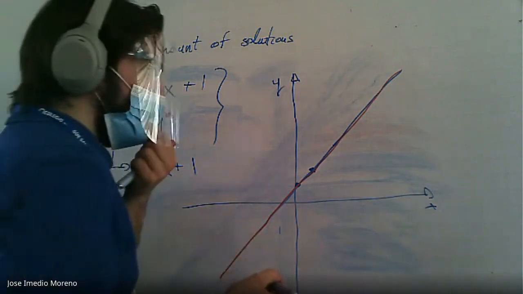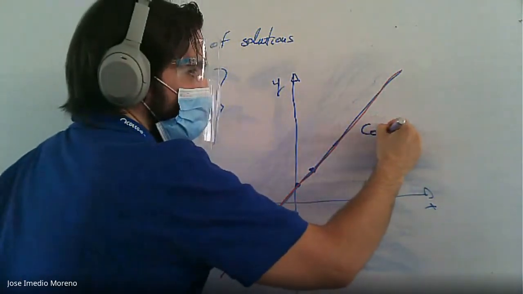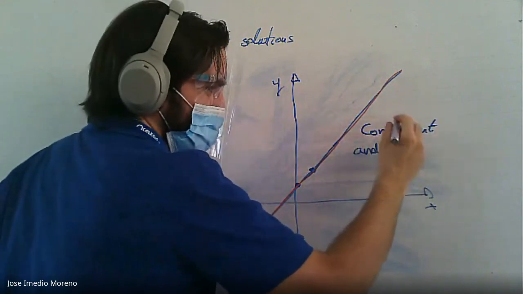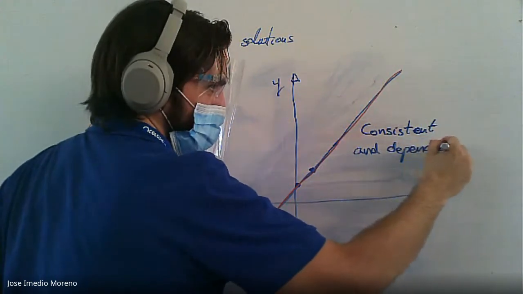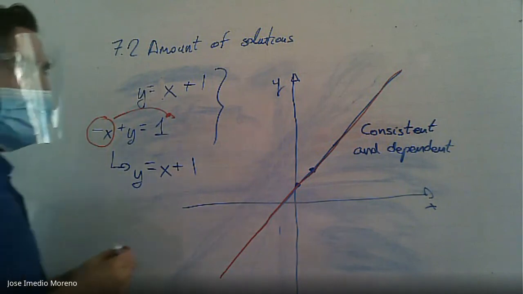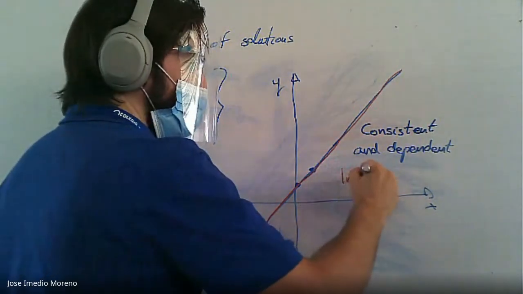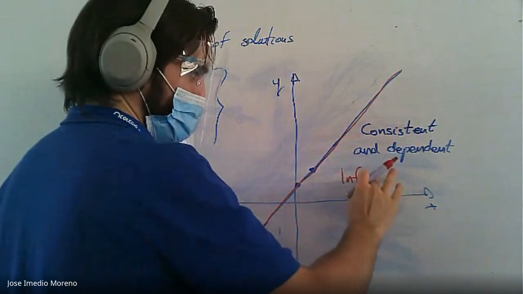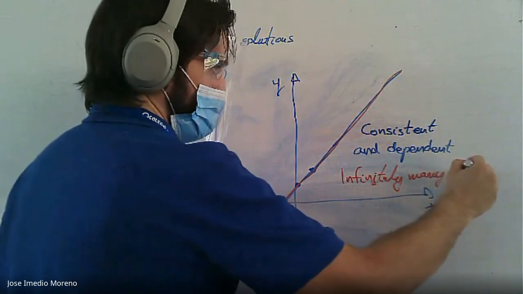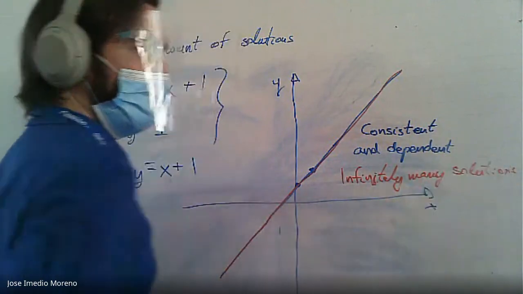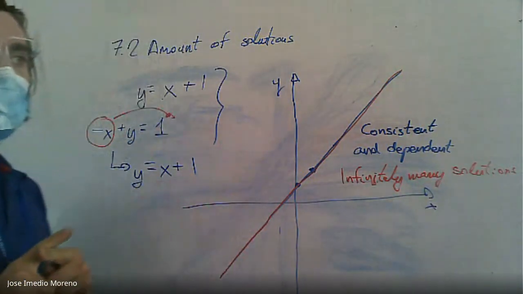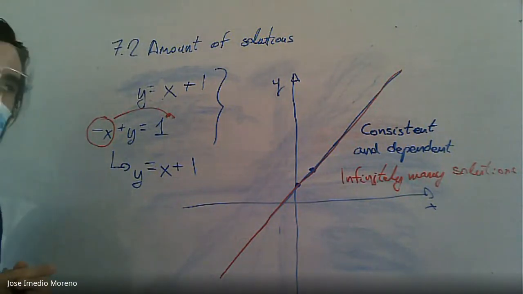This is a system which is consistent, but it's dependent. This is no longer independent, this is dependent. And this happens when we have infinitely many solutions.